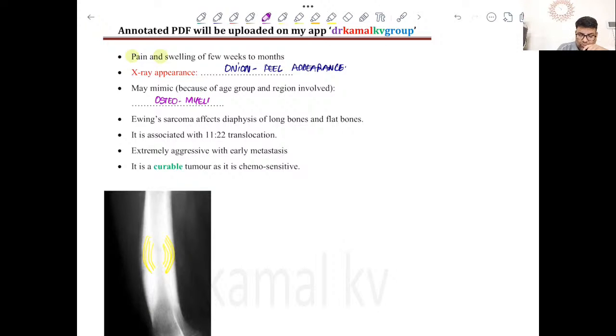So this condition has to be differentiated from osteomyelitis, because chronic osteomyelitis usually affects the metaphysis or adjacent diaphysis also. So this becomes a little confusing at times. So we have to differentiate osteomyelitis from Ewing's sarcoma, right?